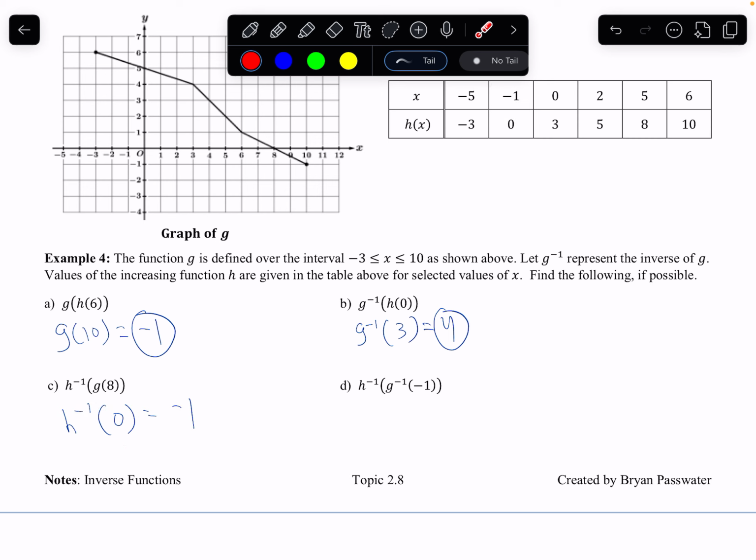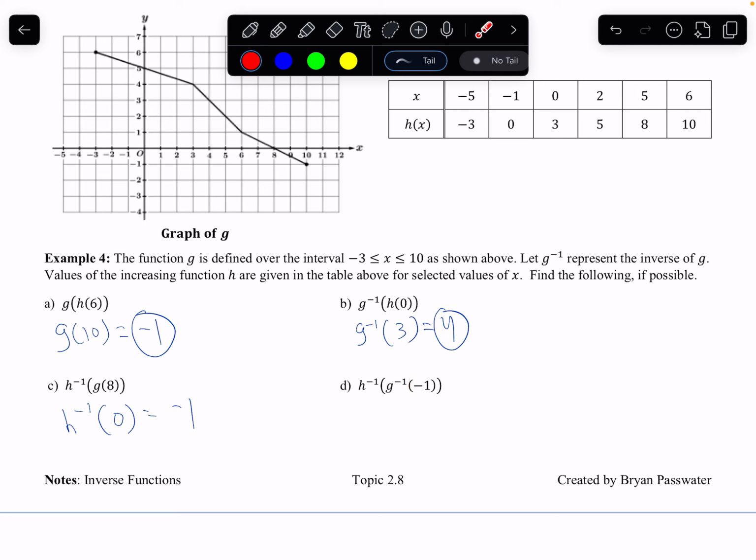And finally, this one right here. This one is saying the inverse of h evaluated at the inverse of g evaluated at -1. So I'm going to do this part first. I'm going to find out what happens when I put a -1 into the inverse of g. Well, this is g, not the inverse, it's just g. And I need to put a -1 into the inverse.